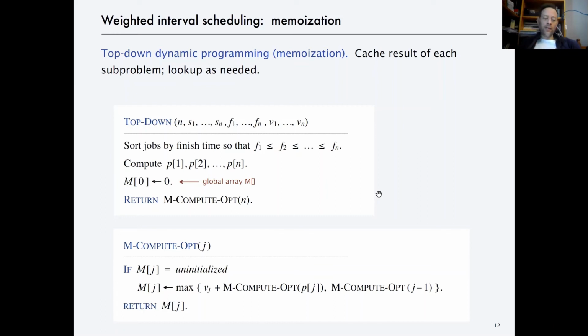And then, in order to compute opt of j, we check: is m of j initialized, or rather, if it's uninitialized, then we compute it. And then we just do this recursively. And then of course we need to remember to store it in our memory. And then we just return the value from memory.